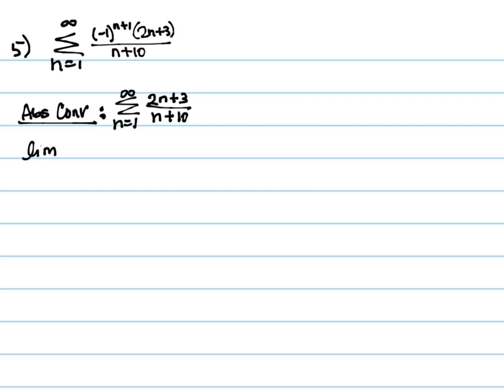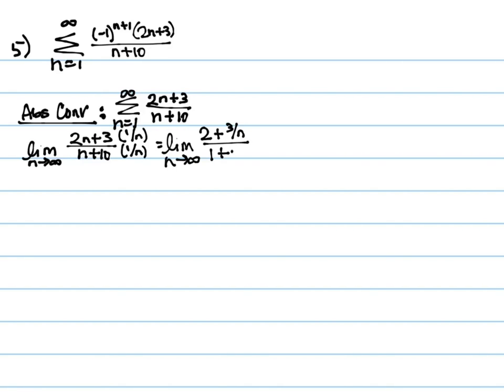So the limit as n goes to infinity of 2n plus 3 over n plus 10, and we would multiply by the 1 over n, which would give me that the limit as n goes to infinity of 2 plus 3 over n over 1 plus 10 over n. And of course, these values both go to 0. So I'm left with a limit of 2. So 2 is a great number. I mean, that's fantastic.